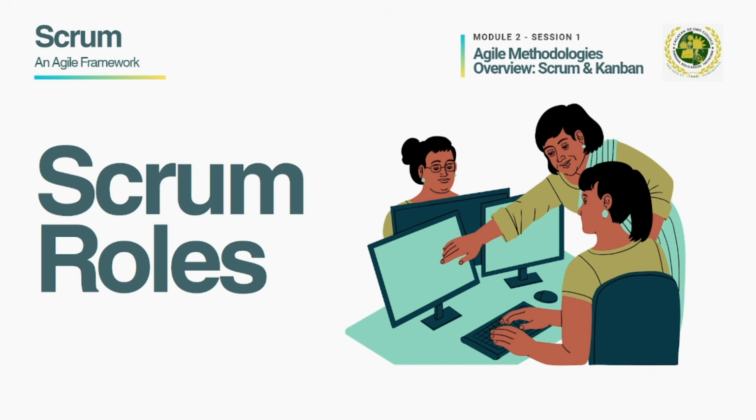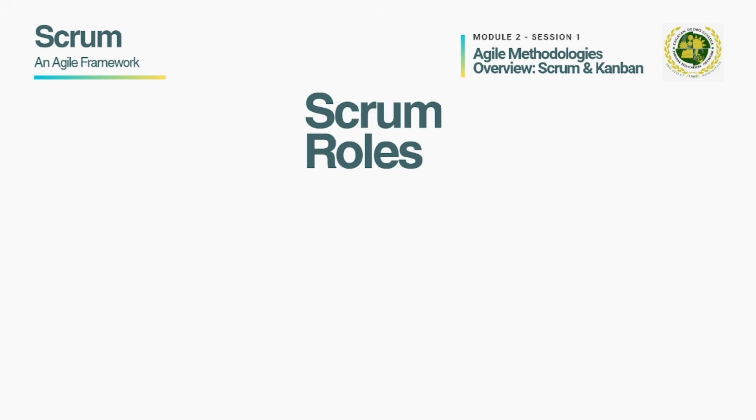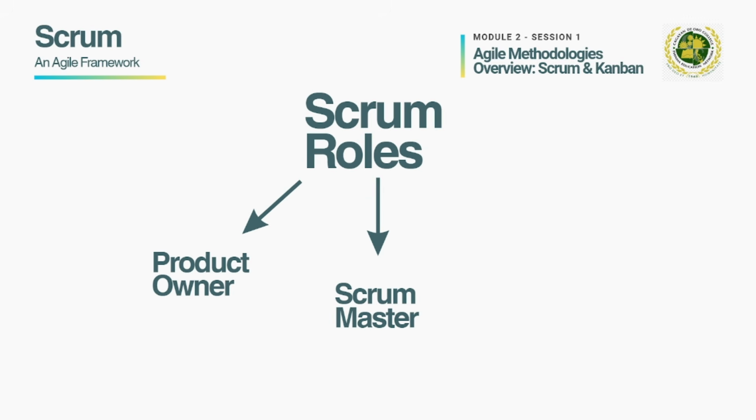Now in Scrum roles, every Scrum team has 3 important roles. You have the product owner, which represents the customer and decides what features are most important. We have the Scrum Master, which guides the team and removes problems that slow down development. We have the development team, which designs, builds, tests, and improves the software. Now let's understand each role one by one.